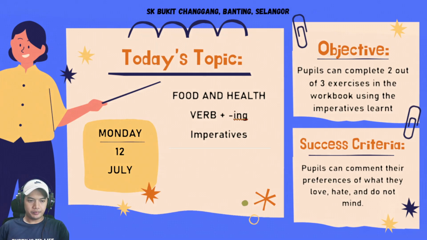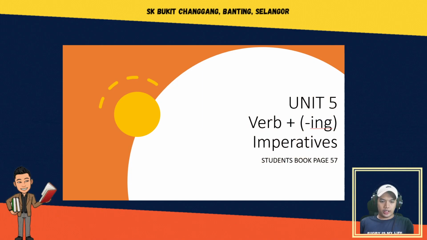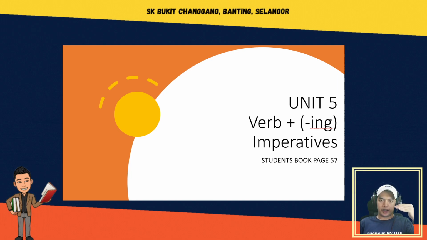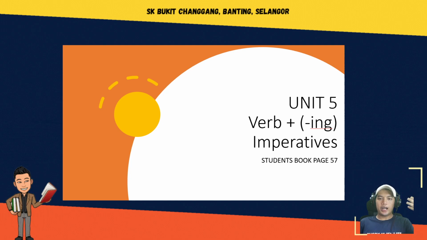Alright. So, let's look at our slide today. Our first topic is verb plus ing. Do you still remember the present continuous tense? Yes, after the helping verb or auxiliary verb, the verb that follows must be in ing form, or must be in present continuous form. For example, is walking, is sleeping, are having, are going. So I hope you still remember that one.